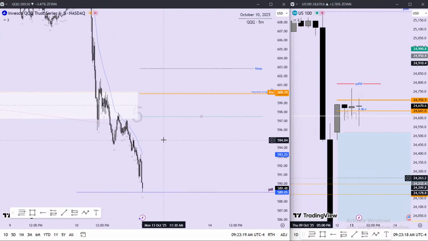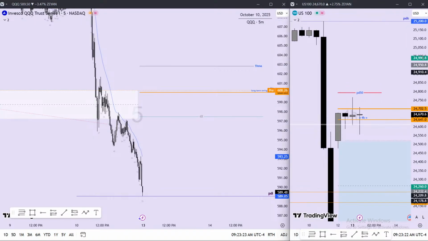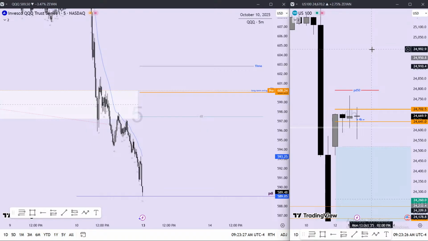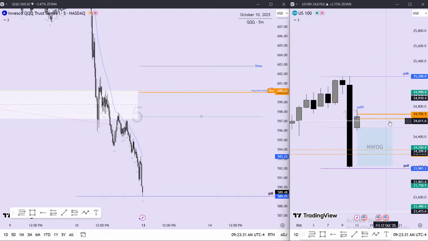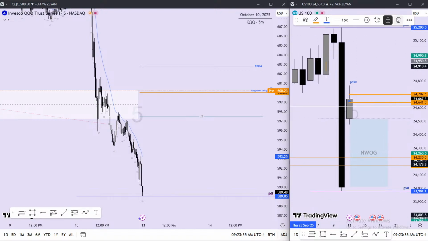So we have our chart set on the 5 minutes on the QQQs. Let's take a look at the electronic trading hours. On the electronic trading hours, let's go to the daily time frame and mark the same important key levels along with some other important key levels.